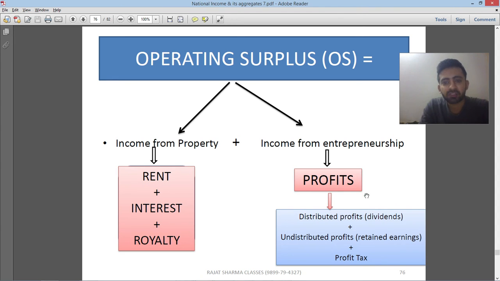So profits can be calculated by adding distributed plus undistributed plus the profit tax. One thing to remember here, if you know the value of profits, dividends and profit tax, then you will simply ignore dividends and profit tax and you will take the value of profits. Simple as that. Common sense: if you know the bigger value, you will ignore the values inside it because it will lead to double counting. Okay?